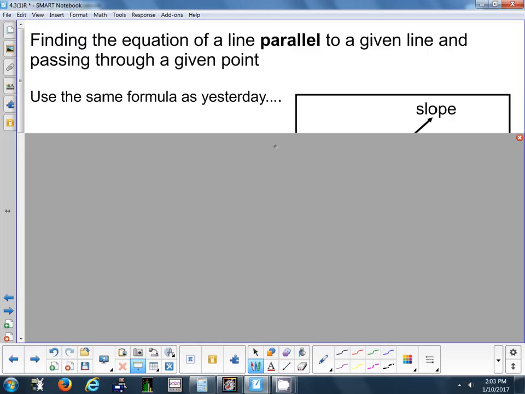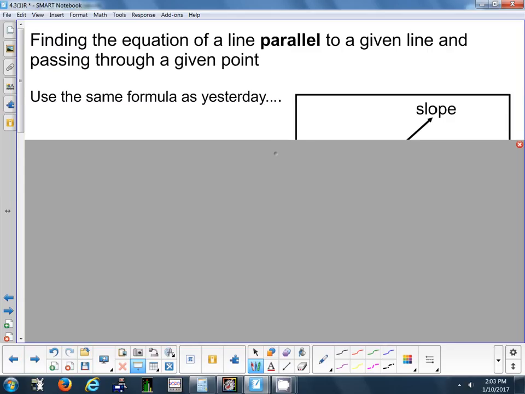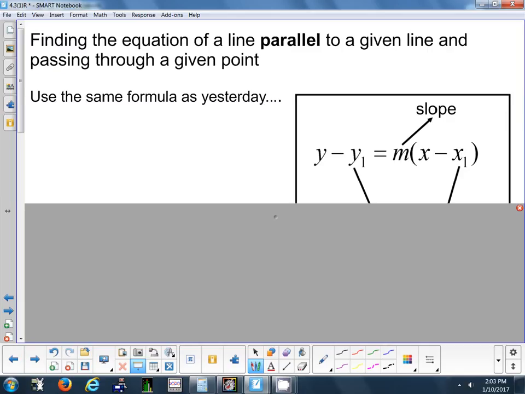Yep, Shannon? Point slope. Point slope. And can you tell me what it is? It's y minus y1 equals m, and then in parentheses, x minus x1. Perfect. Okay, so same formula as yesterday. So put that right in the box.